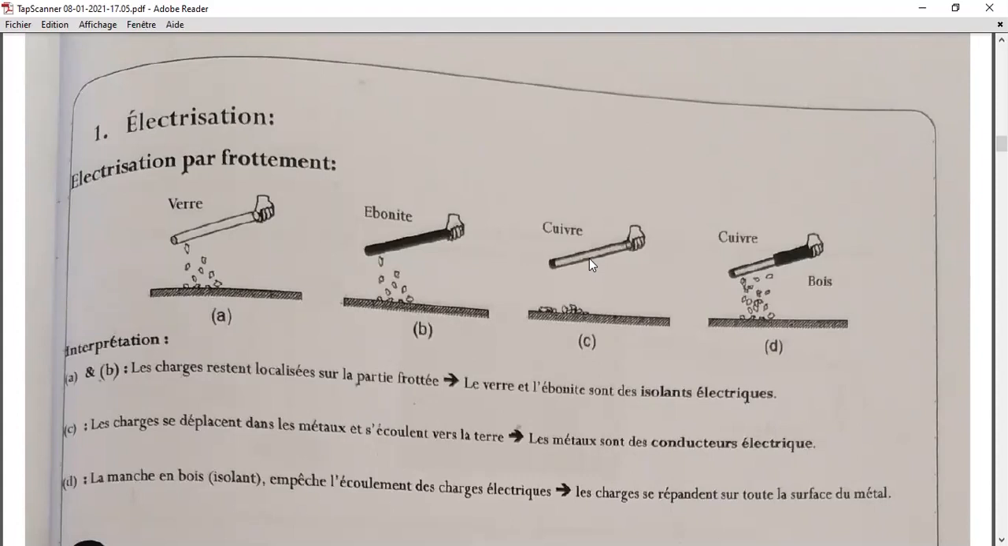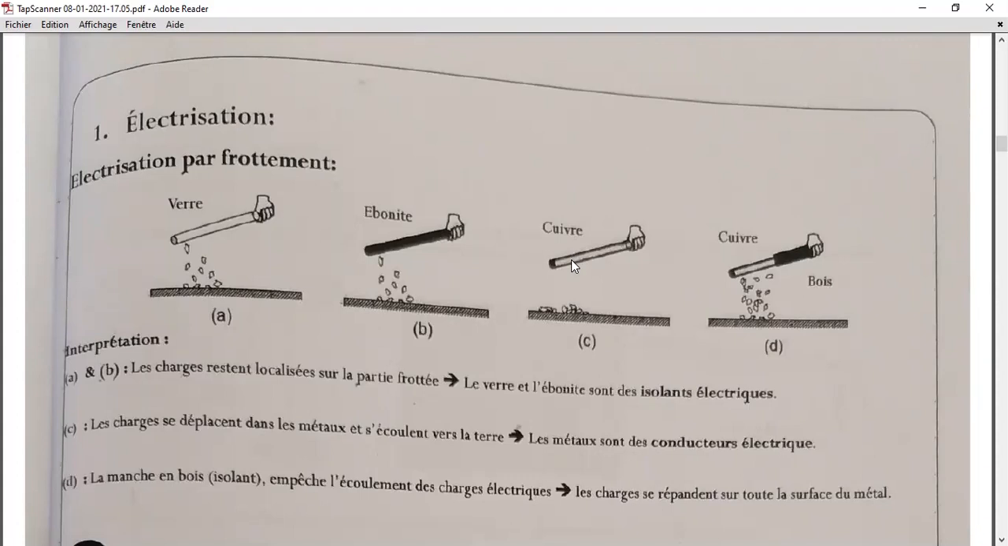And when it becomes neutral, it is not magnetic, because there are equal numbers of positive charges and negative charges. So there will be no attraction. So that's what happens. Then on D, they observed that there was an attraction, because if you have seen here, there is wood and there is a conductor.